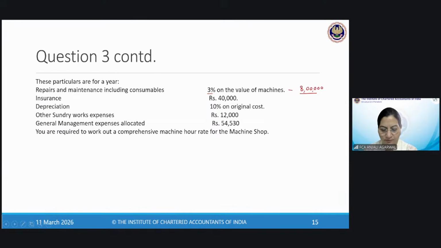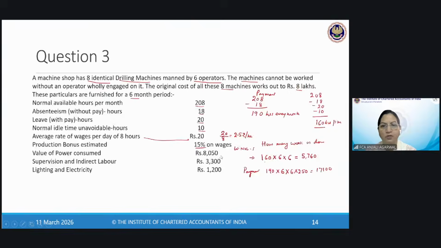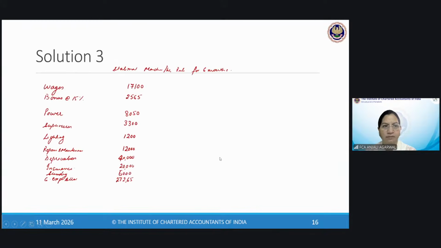54,530 divided by 2. You're required to work out the comprehensive machine hour rate for the machine shop. So basically, when you look at the machine hour, you calculate the overheads. And these are your overheads. But we are also taking wages and bonus because it is asking us to calculate the comprehensive machine hour rate, firstly.